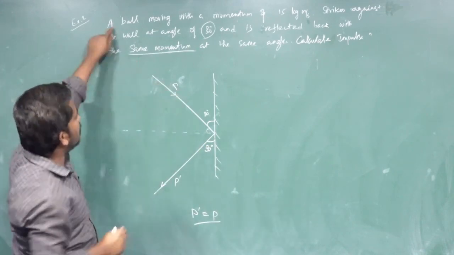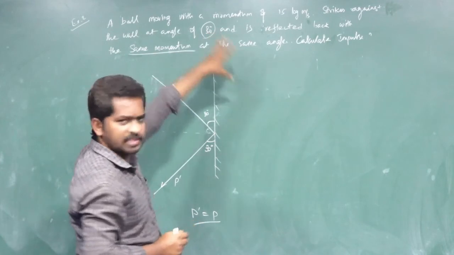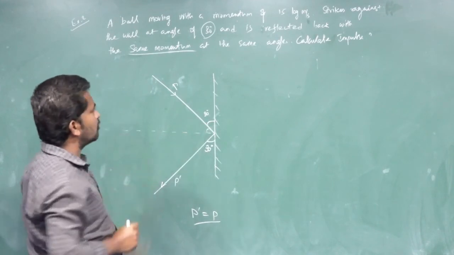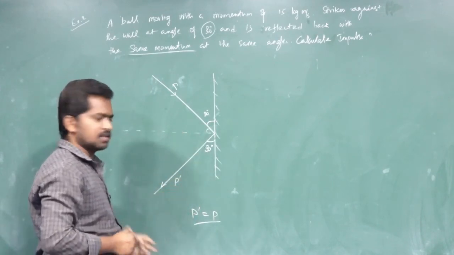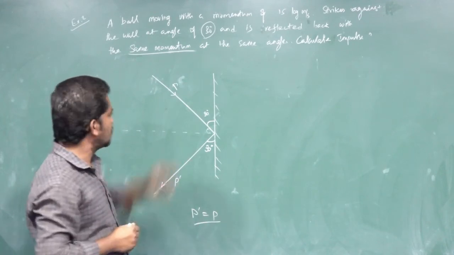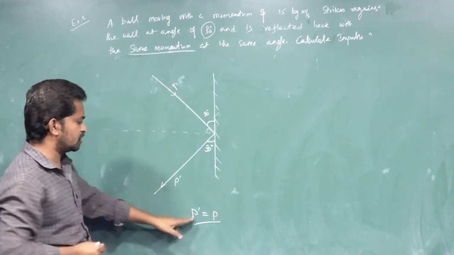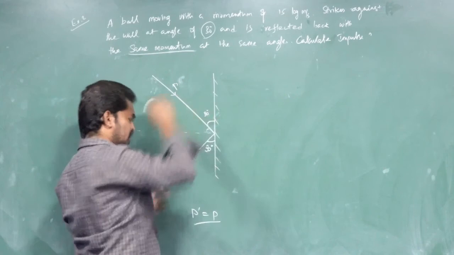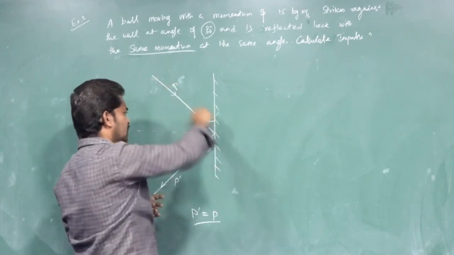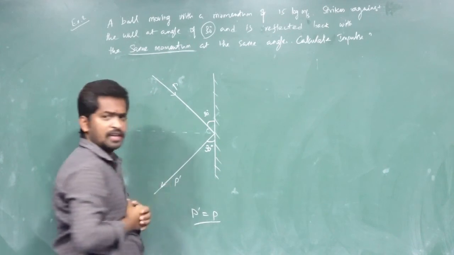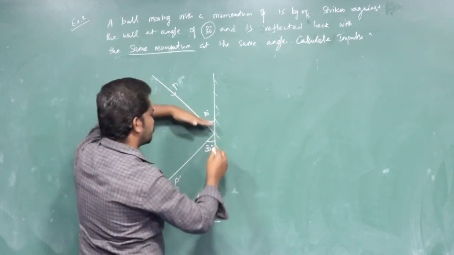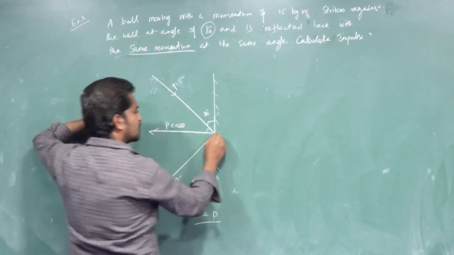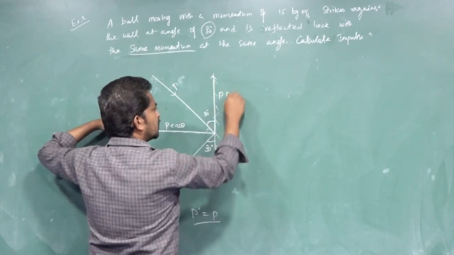This is the question. A ball moving with a momentum of 15 kilogram meter per second strikes against the wall at an angle of 30 degree and is reflected back with the same momentum at the same angle. Calculate the impulse. I want to calculate this total impulse. Initial momentum P, final momentum P dash, same momentum, angle 30, this is also 30. Changing momentum produces impulse. It is divided into two components, horizontal and vertical. The horizontal component is P cos theta. This is the vertical component P sin theta.